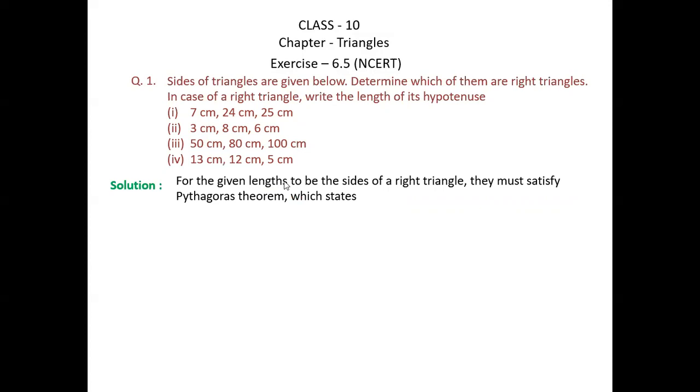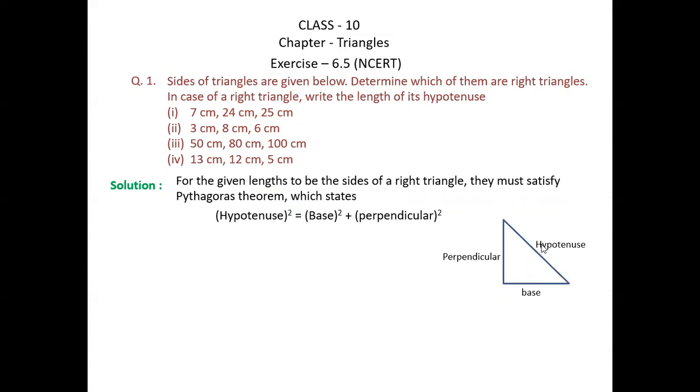For a given length to be the sides of a right triangle, they must satisfy the Pythagoras theorem, which states hypotenuse square is equal to base square plus perpendicular square. So if you see, this is a right angle triangle. So the base is this, this is the perpendicular, and this is the hypotenuse. So that means this being the longest side, the largest of the three numbers should be taken as the hypotenuse, and the other two as base and perpendicular.